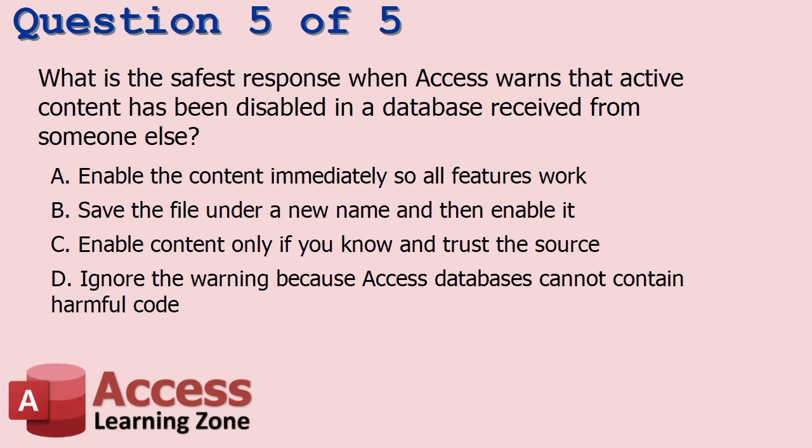Question 5. What is the safest response when Access warns that active content has been disabled in a database received from someone else? Enable the content immediately so all features work. Save the file under a new name and then enable it. Enable content only if you know and trust the source, or ignore the warning because Access databases cannot contain harmful code.